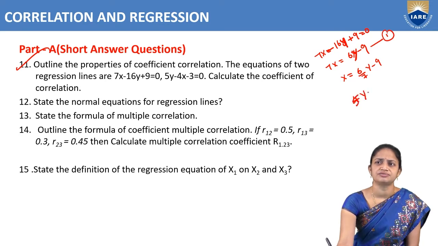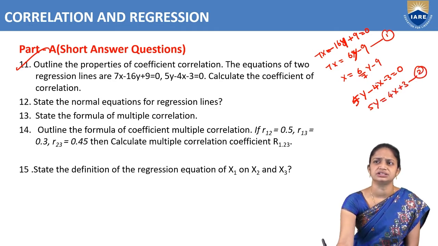So this is 5y minus 4x minus 3 equal to 0. From that we can write 5y equal to 4x plus 3. Let us consider this is equation 2. So from equations 1 and 2 we can calculate x and y, let us consider that as x bar comma y bar. After that we need to find byx.